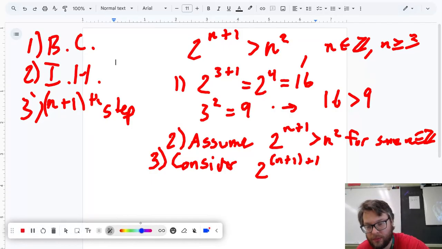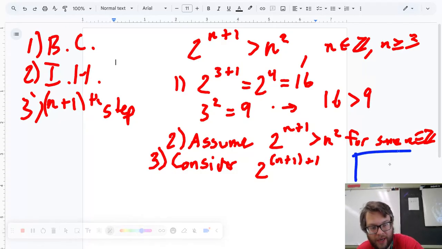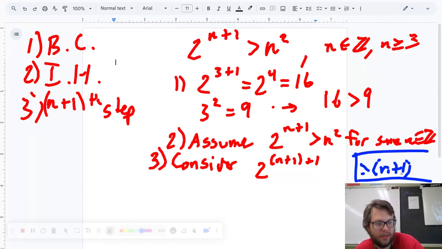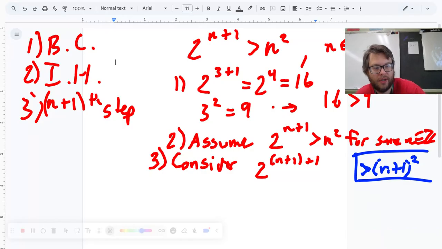We have a goal. You can put it in a little side box. Your goal is that this is bigger than n+1 squared. Okay? Which sometimes it's nice to write out that n+1 squared is the same as n squared plus 2n plus 1.